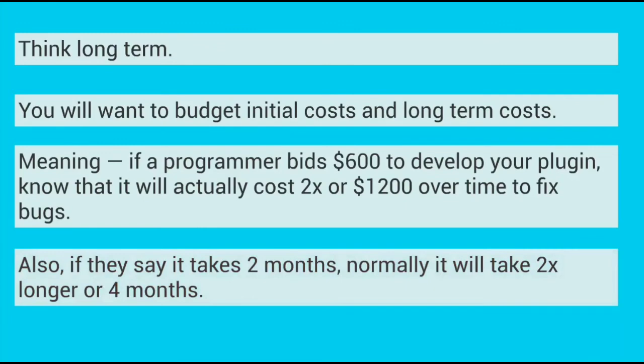And it's going to take time. Also, if they say, oh, it's going to take 2 months, normally, yes, it might take 2 months for them, but there are bugs and they're going to have to work with you to make it work. So normally I double that or even triple that amount. Sometimes it takes 4 months. Sometimes it takes triple the amount, which is 6 months. So just keep that in mind as far as budgeting goes.